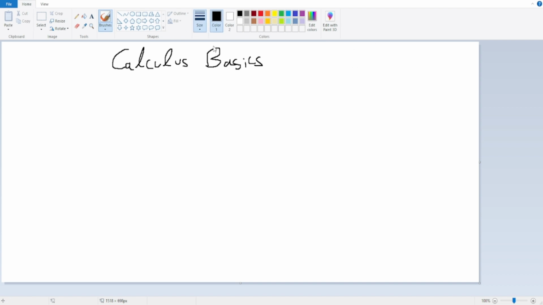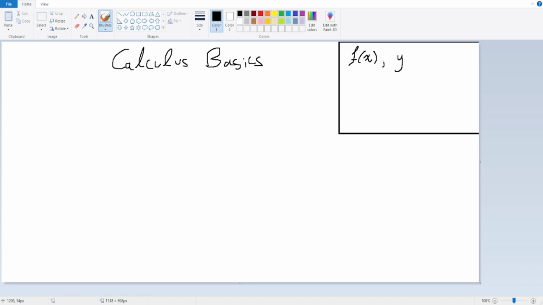I guess first, I'm assuming you know what a function is. So let's draw a little thingy here. A function, for example, is f of x. Or another example of a function is y, and this is like y equals. The function on the left is the function f, and it is a function of x. And the function on the right here is a function y.